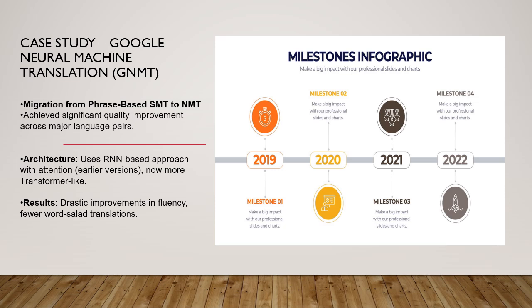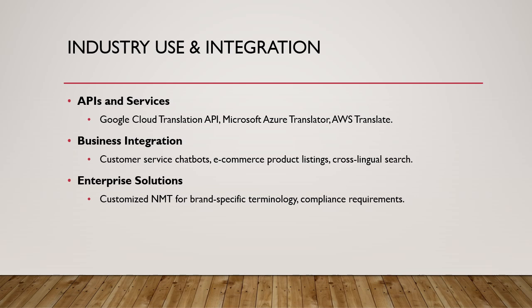So on architecture, we can say that from SMT it transformed to RNN NMT, and then transformer NMT, the previous one, the present one. The improvement is that it can better handle the context and reduce word for word translation errors, and the impact would be fluency and natural sounding translation, and it outperforms older methods in long sentence translations. Now we'll see the industry use and integrations of it.